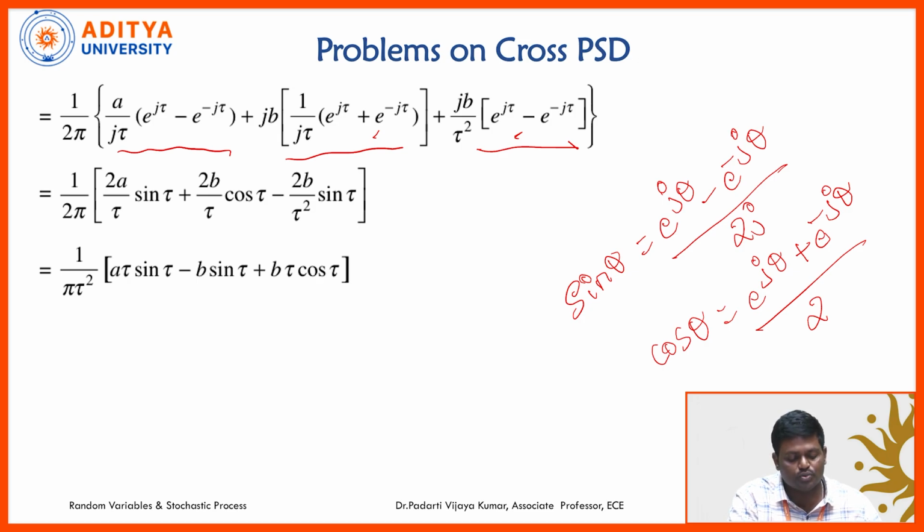It can be written as 2a by tau sine tau. Similarly, this e power j theta plus e power minus j theta by 2 can be written as 2b by tau cos tau, and this also in terms of sine. So applying the LCM, taking tau square outside, a tau sine tau minus b sine tau plus b tau cos tau. So the 2 cancels out here. So this is the cross correlation function for the given cross power spectral density.